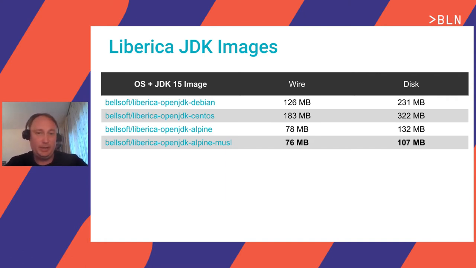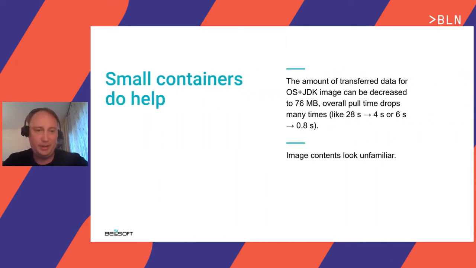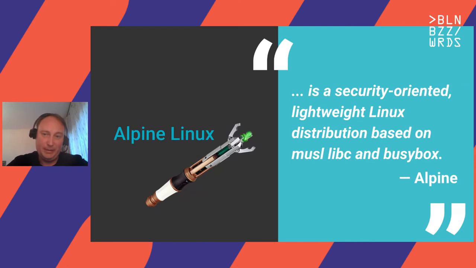And what will be the pull time? Well, again, TARDIS flies here. You see, the pull time will be instant. It will be 4 seconds on my machine. If we talk about cloud, the ratio between large image and small image pull time will be about the same. So small containers really help us. It's a very good technology, and well, is it done? Was it hard? What's the key point here? Well, yes, the key point is Alpine Linux. This is the magic tool that makes it work.